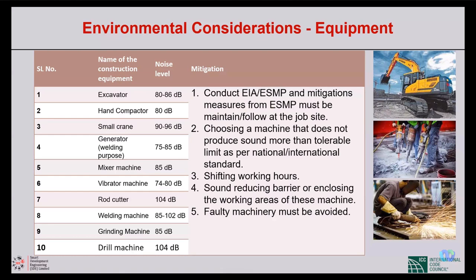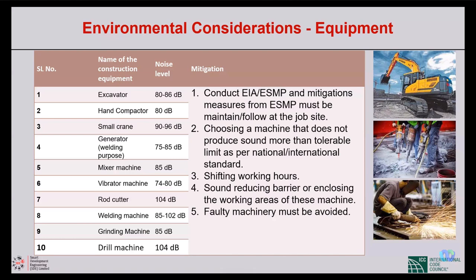Thank you, sir. So, environmental considerations during the use of construction equipment. Number one is the excavator. Noise level is 80 to 86 decibels. Hand compactor 80 decibels. Generator 75 to 85 decibels. Mixer machine 85 decibels, vibrator machine 74 to 80 decibels, rod cutter 104 decibels, welding machine 85 to 102 decibels, grinding machines 85 decibels, drill machines 104 decibels.